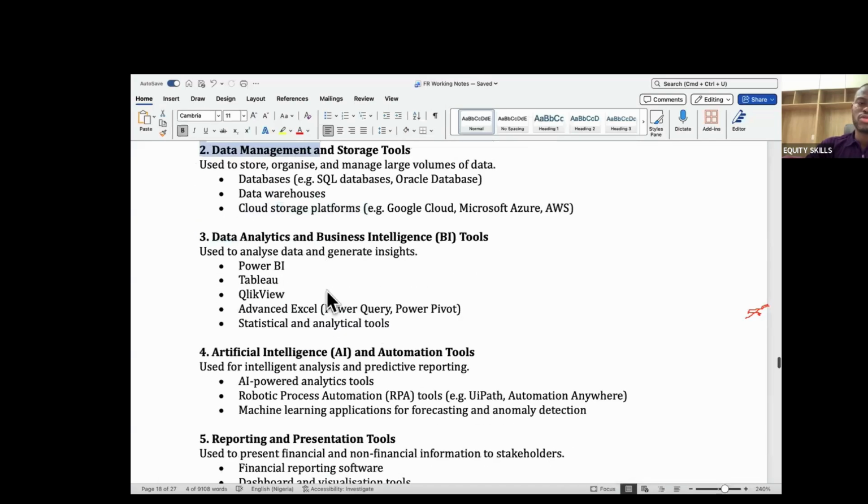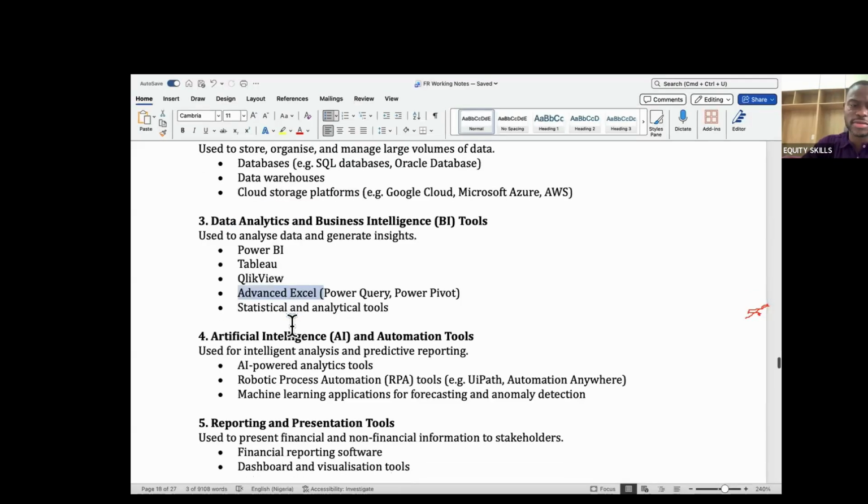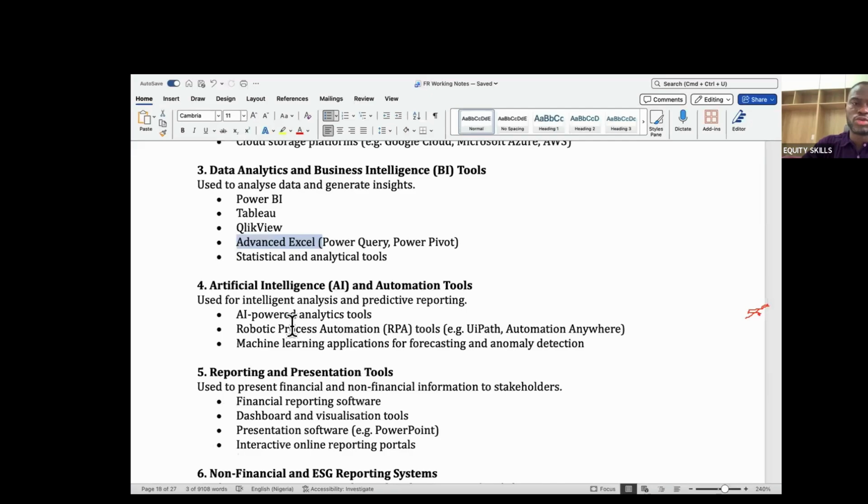Another thing accountants do is data analytics and business intelligence. We do a lot of analysis. And the common one that we all know is Excel. Excel does it a lot for us. So it's also a tool. There are other tools like Power BI, Tableau, QlikView, and other statistical and analytical tools, right? These are areas that can be digitalized, that technology has helped us innovate.